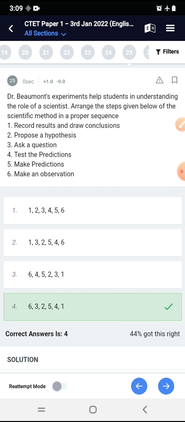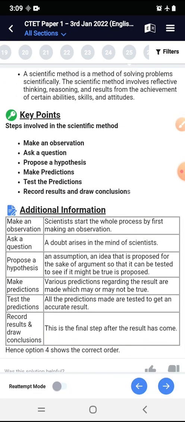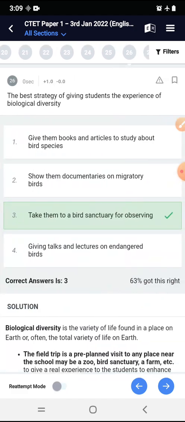Dr. Beaumont's experiments help students in understanding the role of a scientist. Arrange the steps given below of the scientific method in a proper sequence. So the sequence is 632-541. Make an observation, ask a question, propose a hypothesis, make predictions, test the predictions, record results, and draw conclusions.